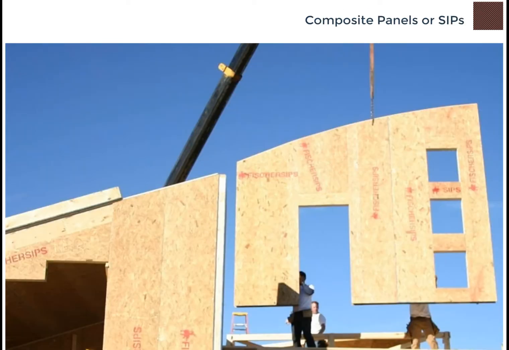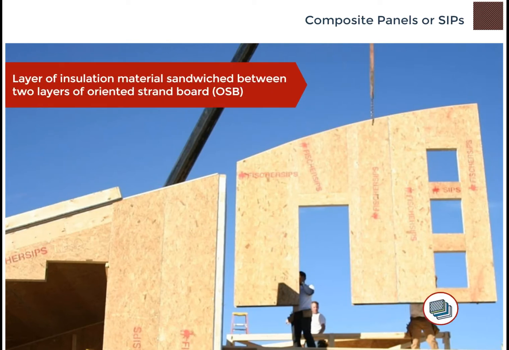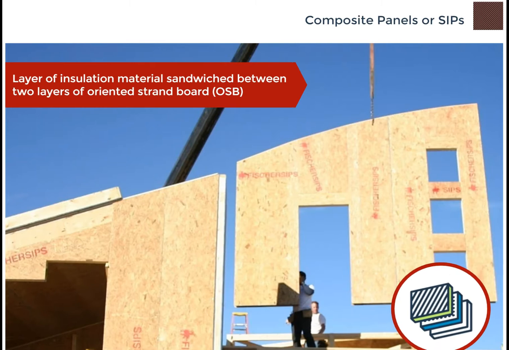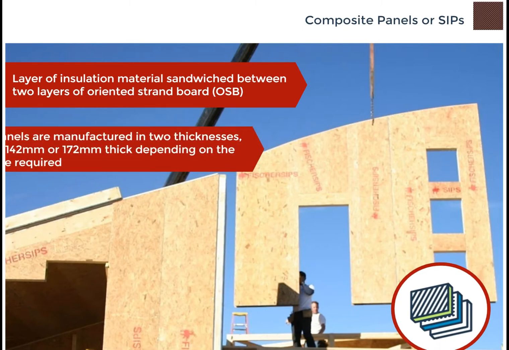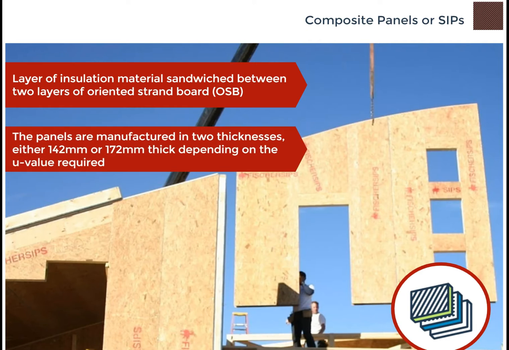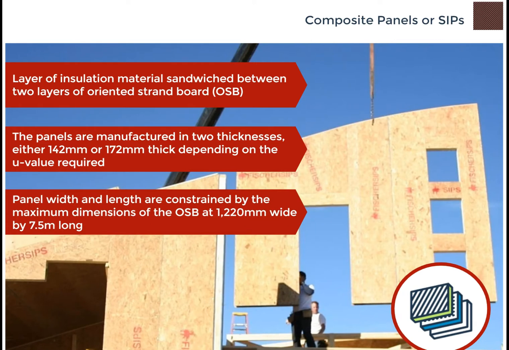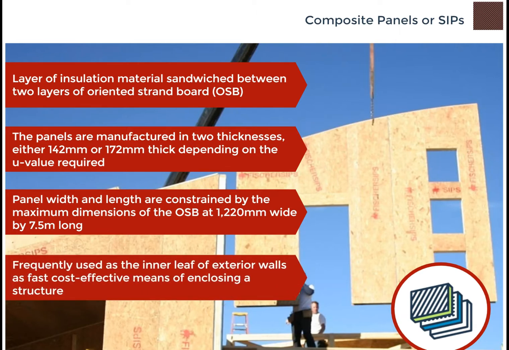Structural insulated panels, SIPs. This is an alternative to sawn timber with a layer of insulation material sandwiched between two layers of oriented strand board, OSB. The panels are manufactured in two thicknesses, either 142mm or 172mm thick, depending on the U value required. Panel width and length are constrained by the maximum dimensions of the OSB at 1,220mm wide by 7.5 meters long. Although these panels are structural, they are frequently used as the inner leaf of exterior walls as a fast, cost-effective means of enclosing a structure.